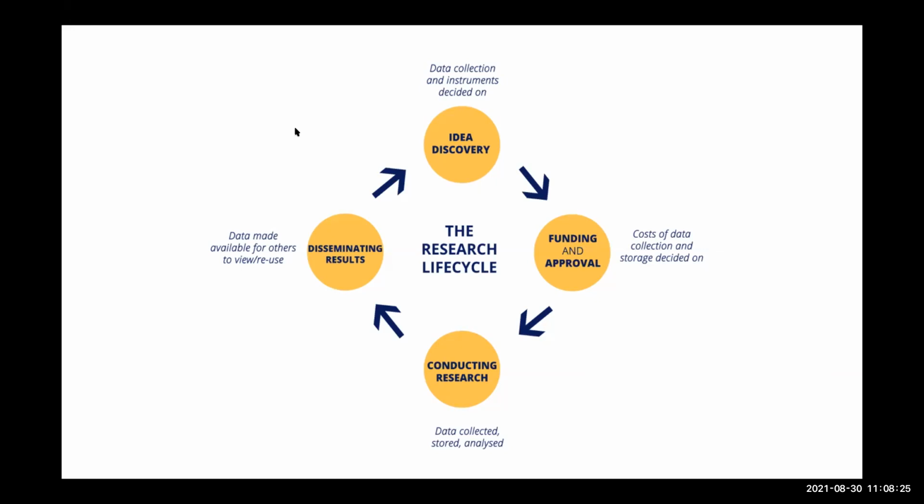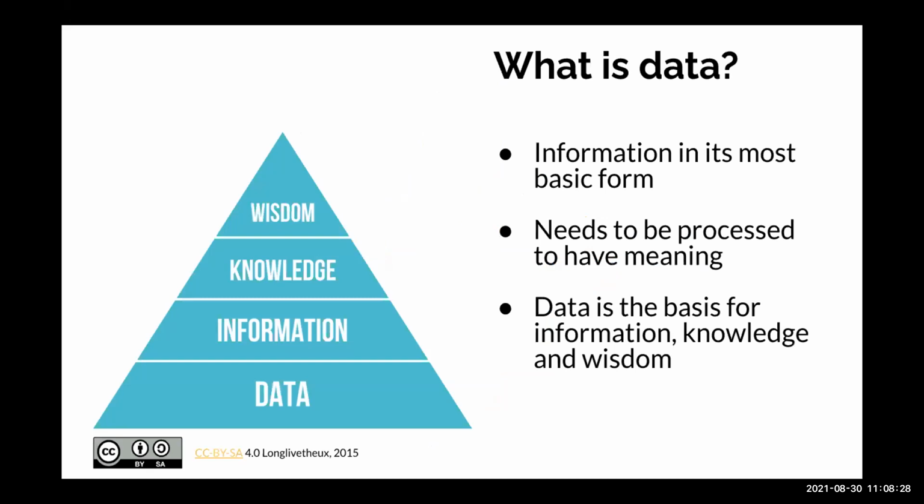So we're going to take another step backwards. What is data? We can see at the bottom of this triangle, known as the DIKW triangle, data right at the bottom. It is information at its most basic. This is known as the knowledge hierarchy model, and we can see that data is the very foundation. It is unrefined information. On its own, data does not necessarily have meaning. It needs to be processed. And this is why it forms the basis for information, knowledge, and wisdom.